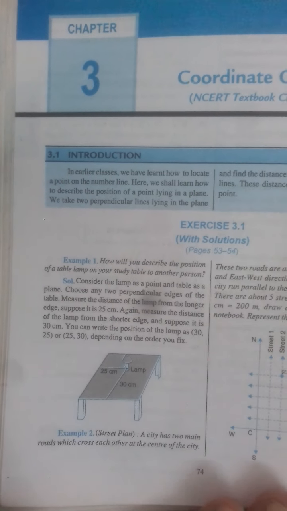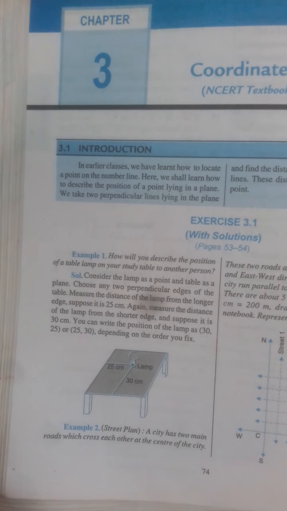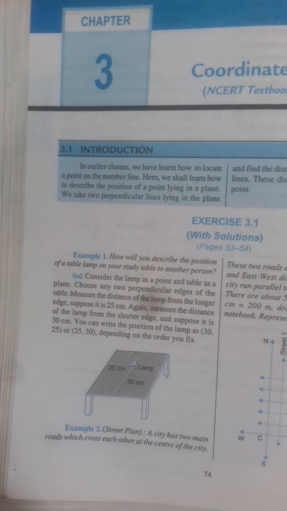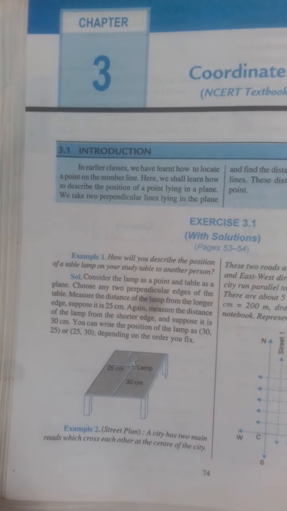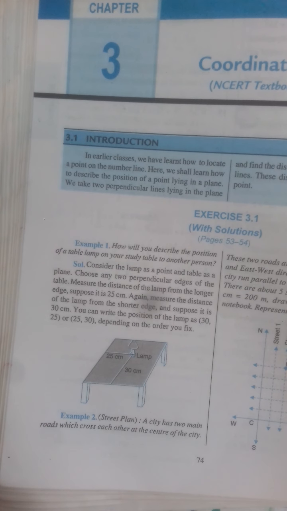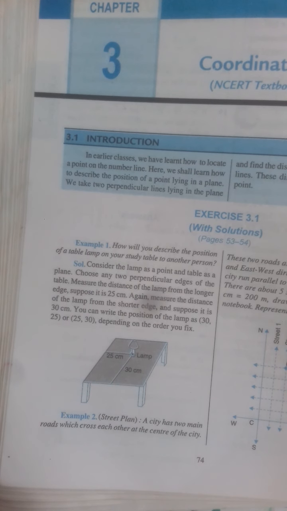I will just read the second question. A city has two main roads which cross each other at the center of the city. These two roads are along north-south direction and east-west direction. All the other roads of the city run parallel to these roads and are 200 meters apart. There are about 5 streets in each direction. Using 1 centimeter equal to 200 meters, draw a model of the city in your notebook. Represent the roads and streets by single lines.